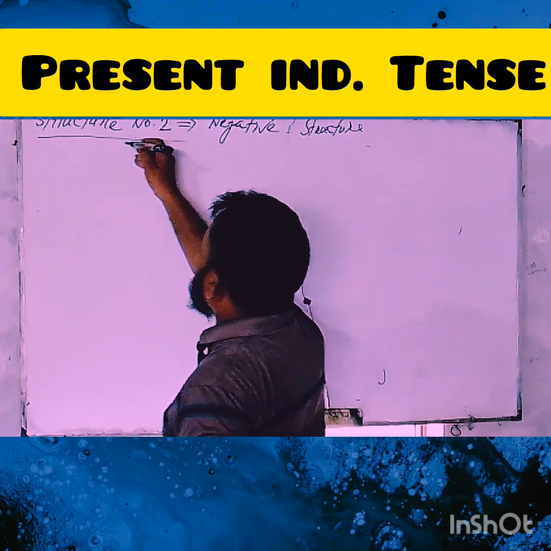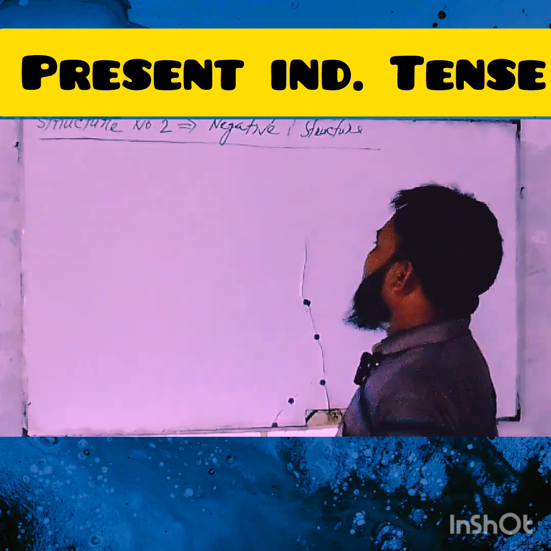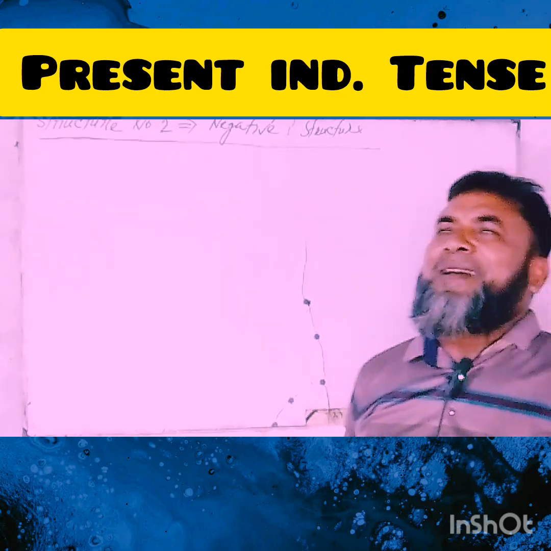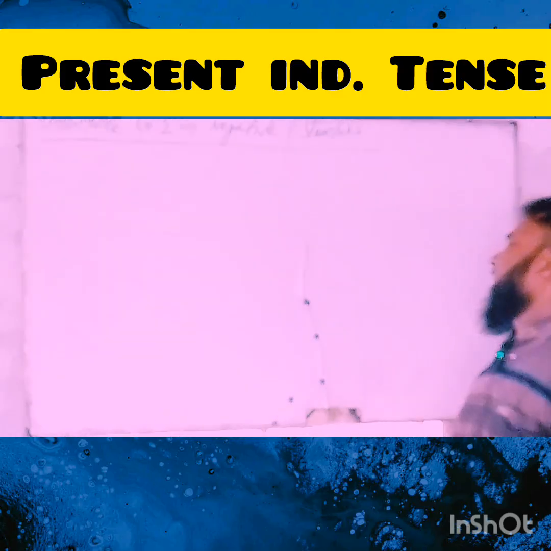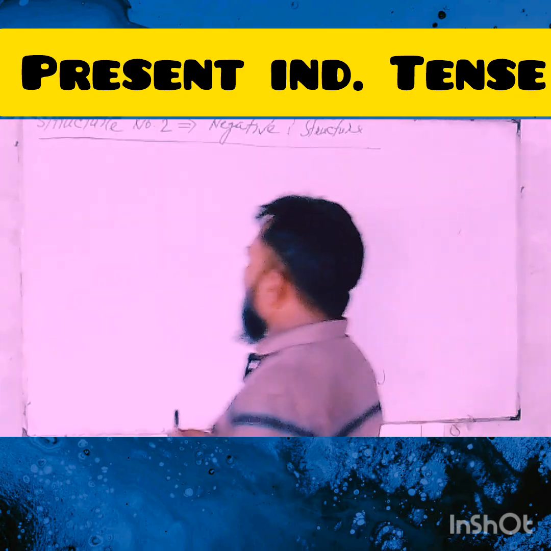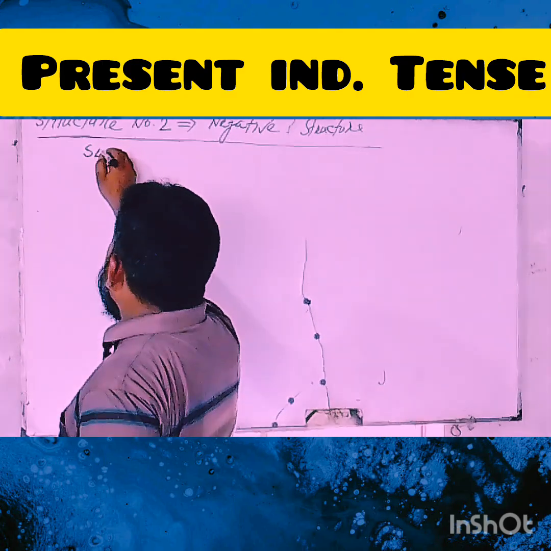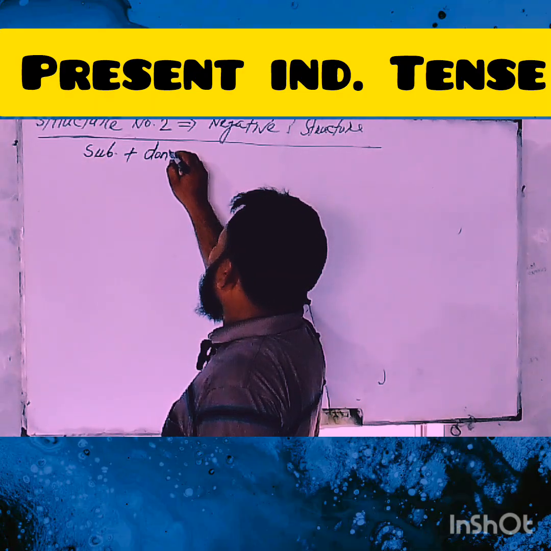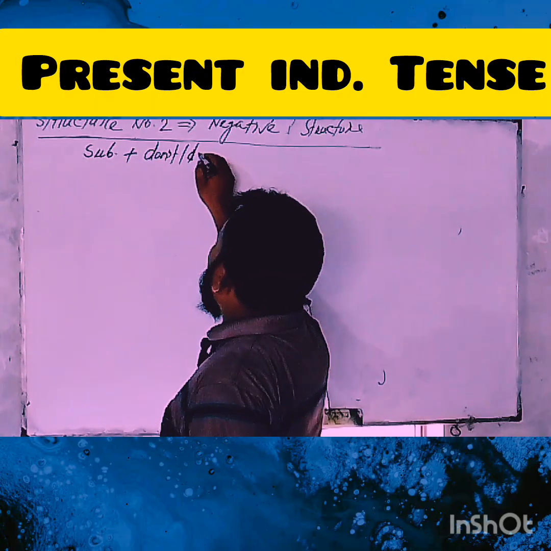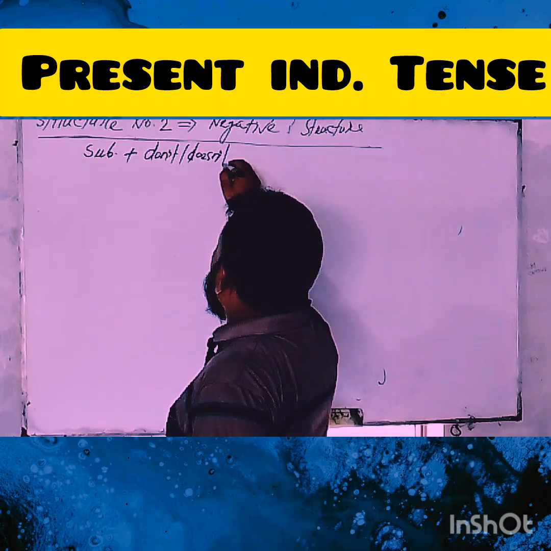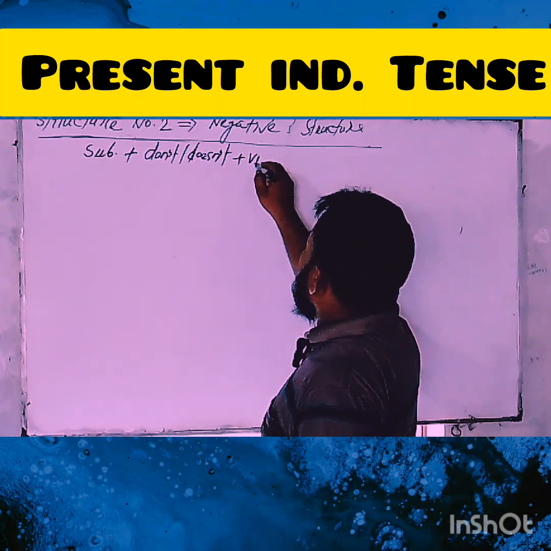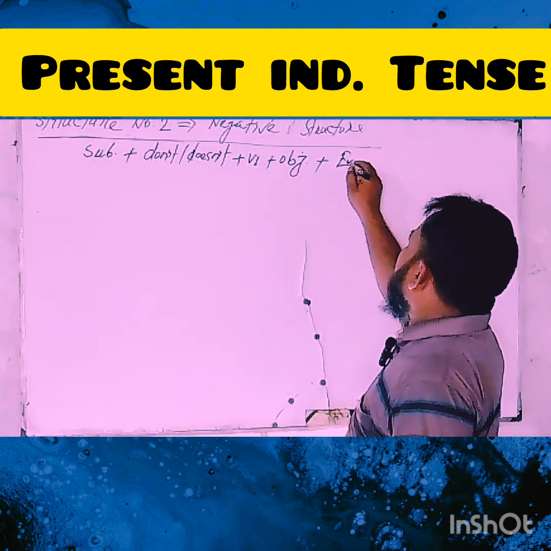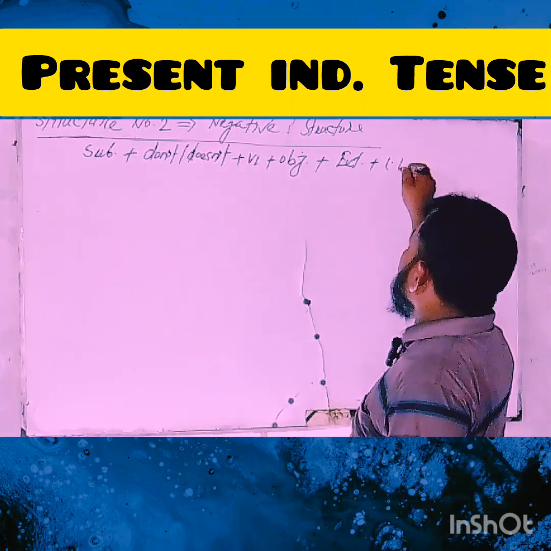Negative structure. When you are going to form various kinds of sentences with the sense of negation, you'll have to use this structure. What is the structure? Look at the board. At first, you'll have to use subject. Then, secondly, you'll have to use don't or doesn't, plus V1, plus object, plus extension, plus full stop.